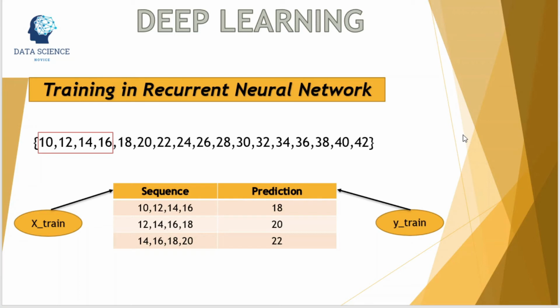Here we can see that our X train consists of 10, 12, 14, 16 taken from the given dataset. And the next number in the data will be the prediction. So in this case, 18 is our Y train. Similarly, for the next data point, we remove the first number and add the next number. So 12, 14, 16 and 18 will be the next data point and the prediction is going to be 20. We do this across the data and train the model. This way we force the network to learn the hidden pattern in the data.